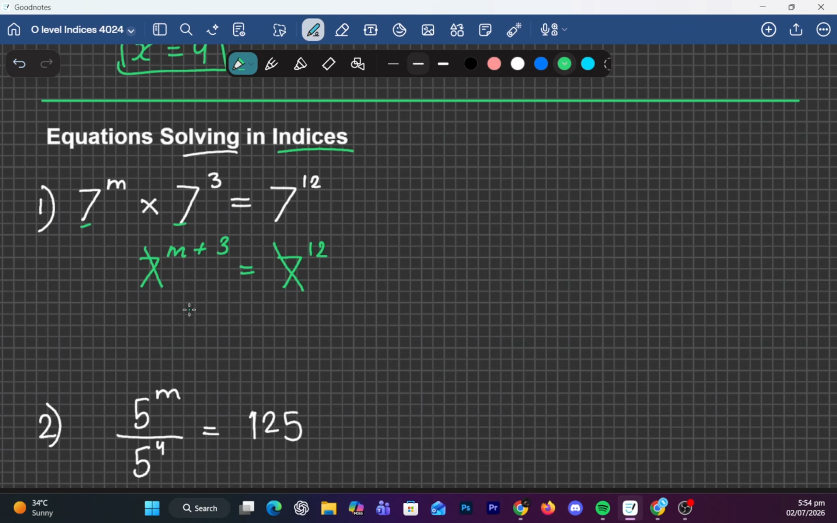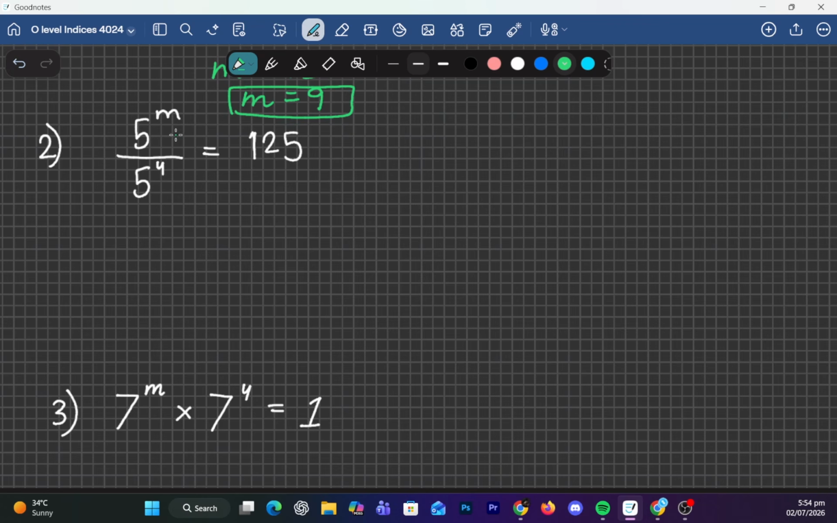So we have got m plus 3 is equal to 12. So the value of m will be 12 minus 3, so m will be equal to 9. So this was our first question. Now let's move on to the second question.